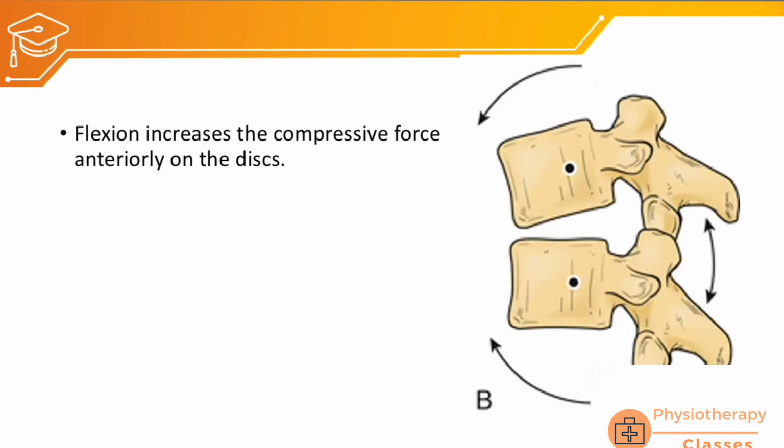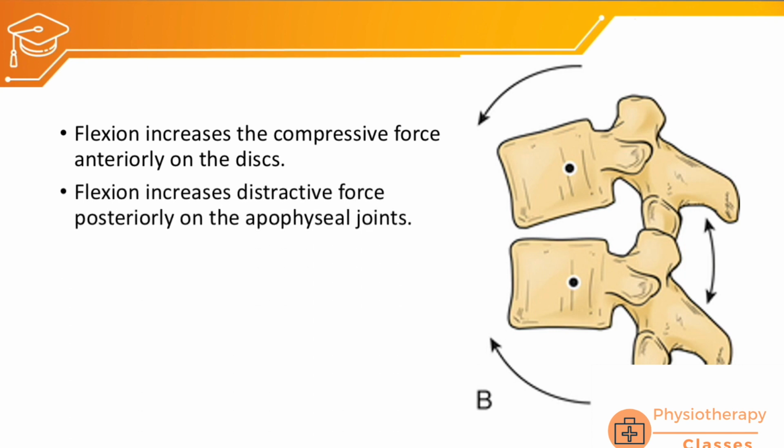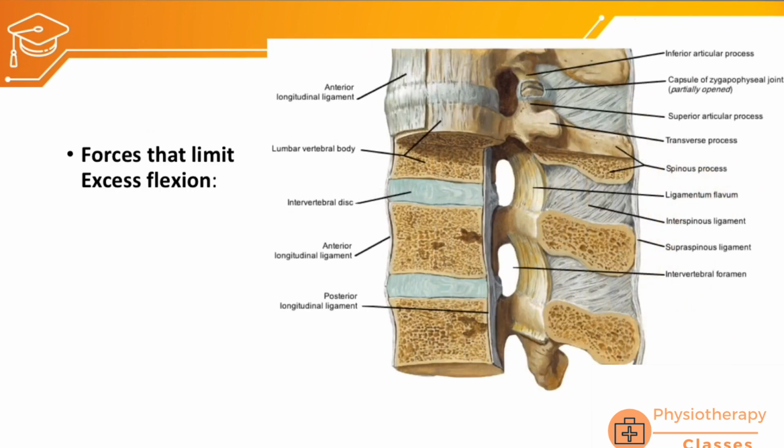Now, more flexion of the thoracic vertebra increases the compressive force anteriorly on the vertebral body and the disc, whereas there will be distractive force on the posterior structures, that is the facet joints. Facet joints will get elongated and separate from each other, as well as the spinous processes will move apart from each other, but anteriorly there will be compressive force on the vertebral body and the disc. So what are the forces that limit excess flexion?